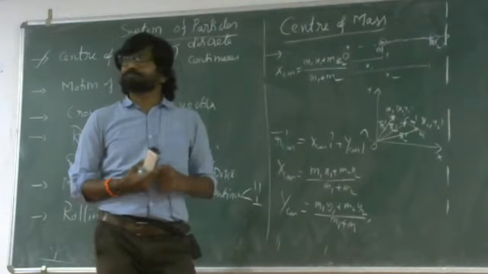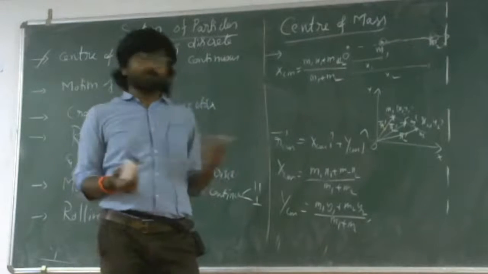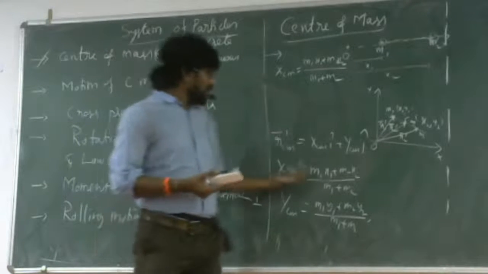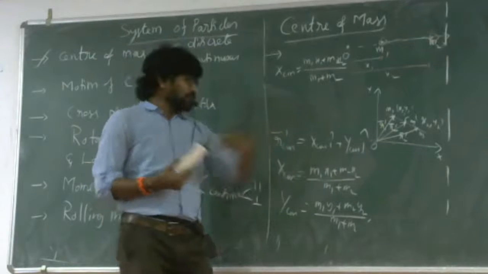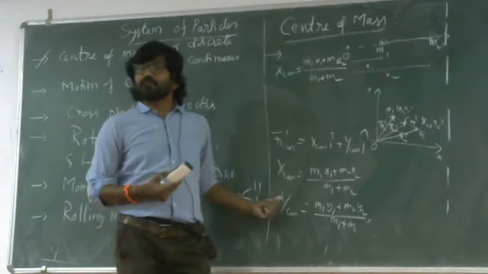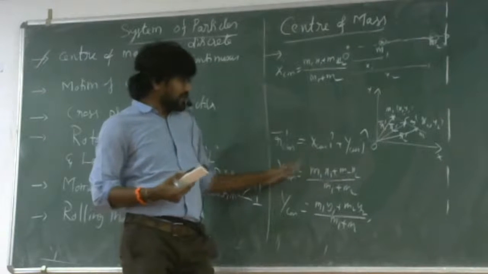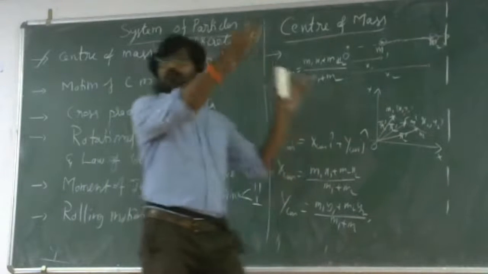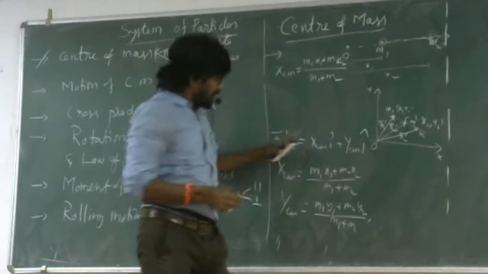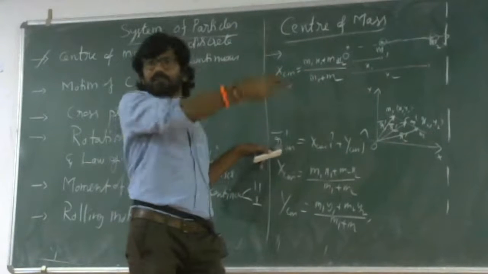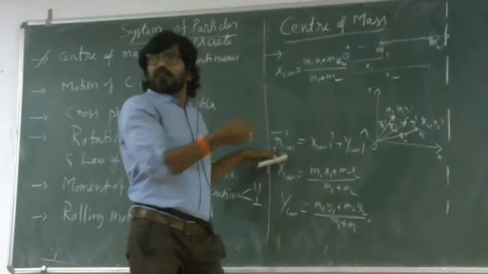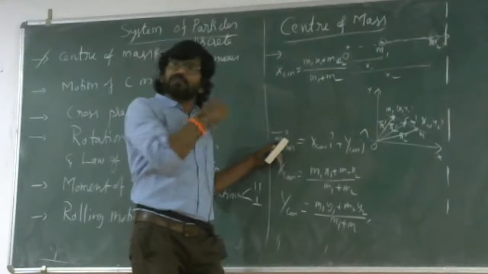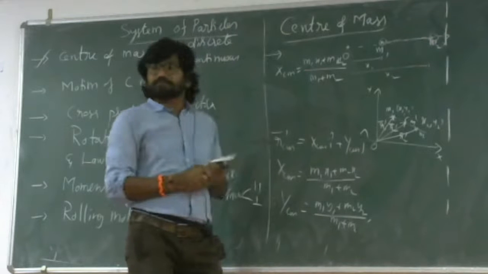Right, this is rcm if coordinates are given. Otherwise, you can also write rcm in terms of vectors: m1 r1 vector plus m2 r2 vector by m1 plus m2. Okay, in terms of vectors. Here i cap, j cap notations are used. So if the coordinates of the particles are given, you have to find out this xcm, ycm, and then you can write the position vector of the center of mass. If the coordinates are given directly, then you can write the position vector also, and vice versa. Is it clear everyone?